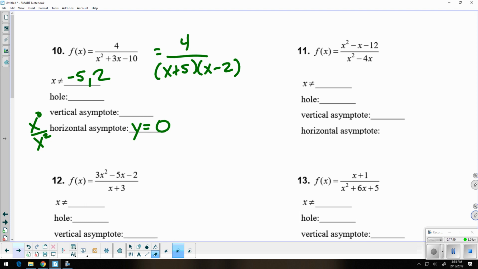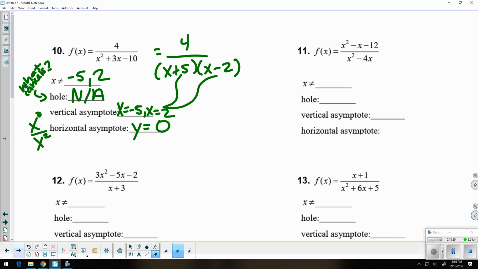Okay? Do we have a hole in this graph now is the next question. To find the hole, what you're asking yourself is, what cancels? Is anything going to cancel now that I have this factored? I don't see anything that's going to cancel. So that means we don't have a hole in this graph. But we do actually have two vertical asymptotes. Because we have two binomials still left in our denominator, we have two of them, and they're at the undefined values. At x equals -5 and at x equals 2, those are going to be your two vertical asymptotes.